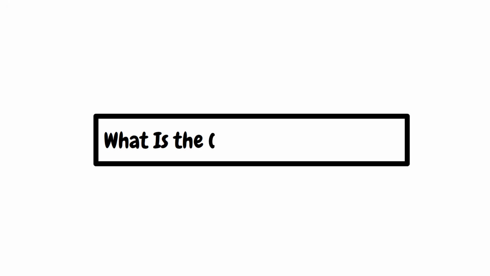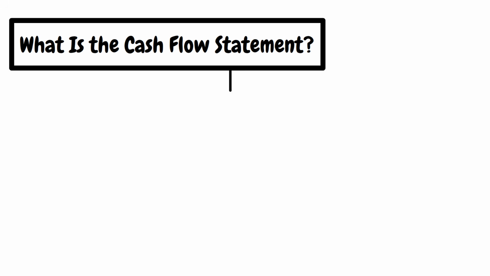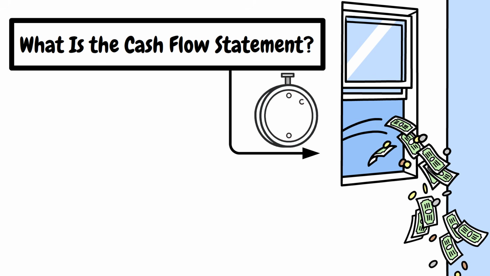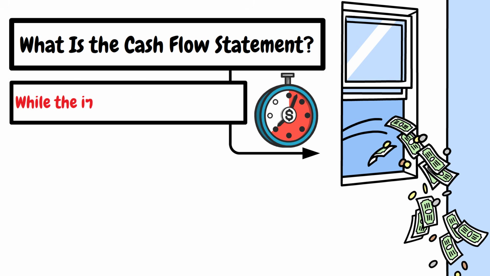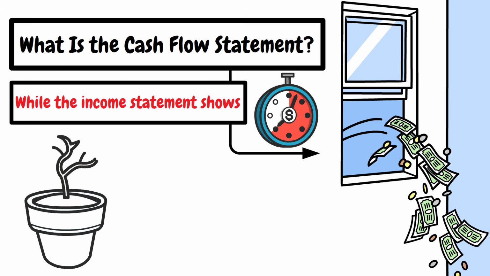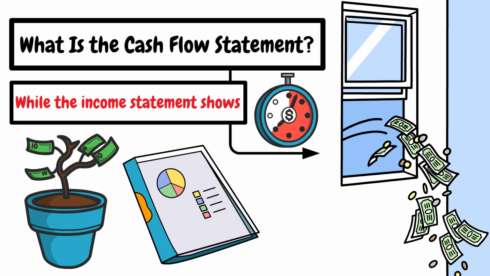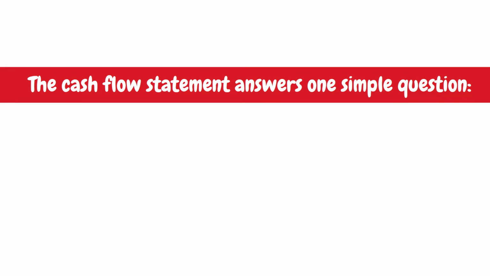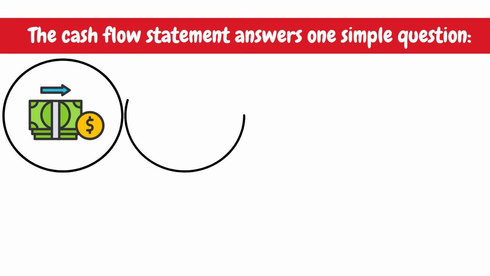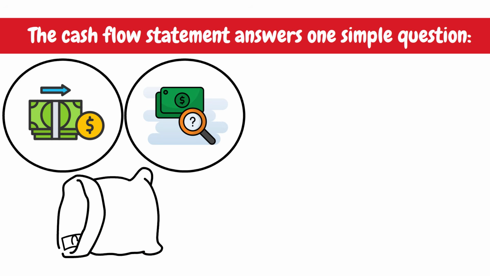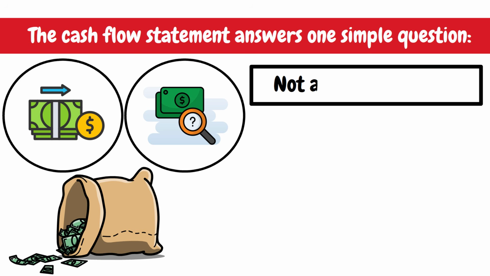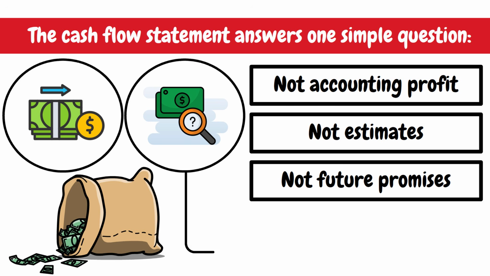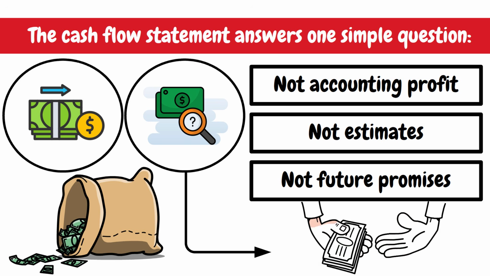So what is the cash flow statement? The cash flow statement shows how much cash actually moved in and out of a business during a specific period. While the income statement shows profit and the balance sheet shows financial position, the cash flow statement answers one simple question: where did the cash come from and where did it go? It tracks real cash, not accounting profit, not estimates, not future promises, just actual money received and paid.